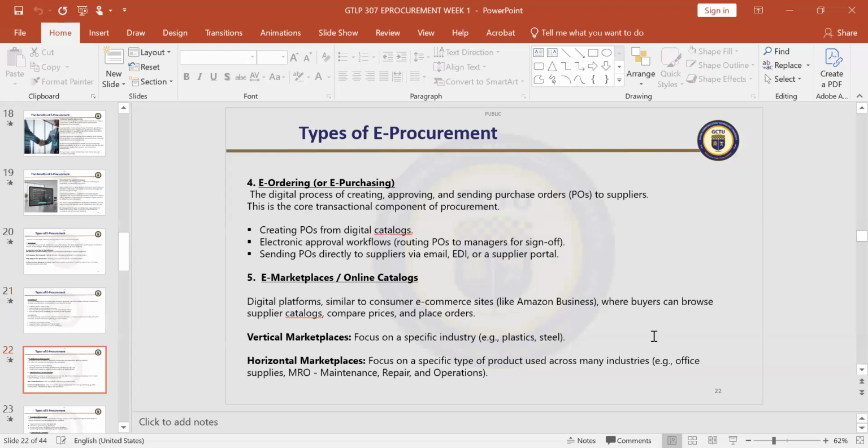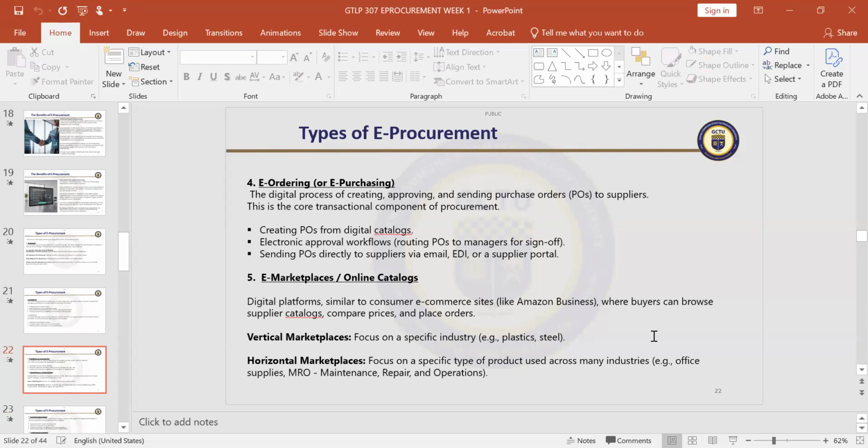Okay, e-ordering. The digital process of creating, approving, and sending purchase orders to suppliers. This is the core transaction component of procurement. So if a supplier wins the contract, it will be on the portal. All the suppliers will know that this contract was given to this supplier. I did not get it. So creating purchase orders from digital catalogs, electronic approval workflows, that is routing POs to managers for sign-off, and sending POs directly to suppliers via email, EDI, or supplier portal. Right?